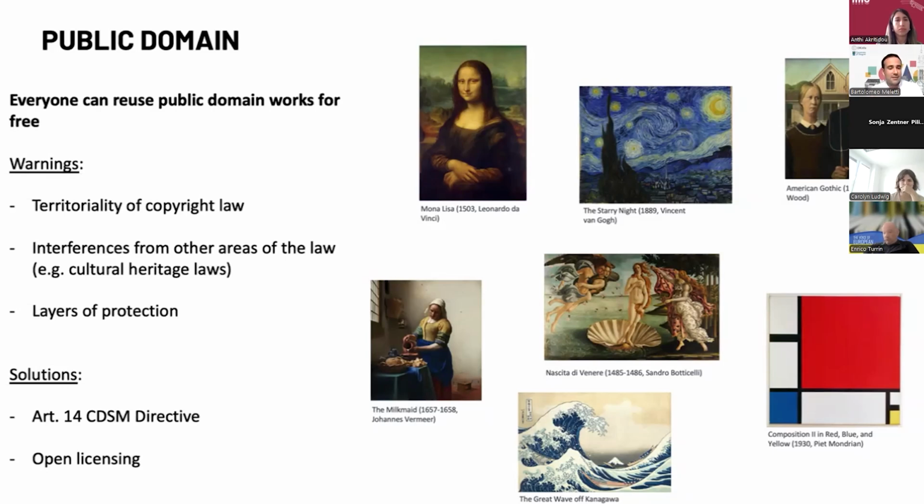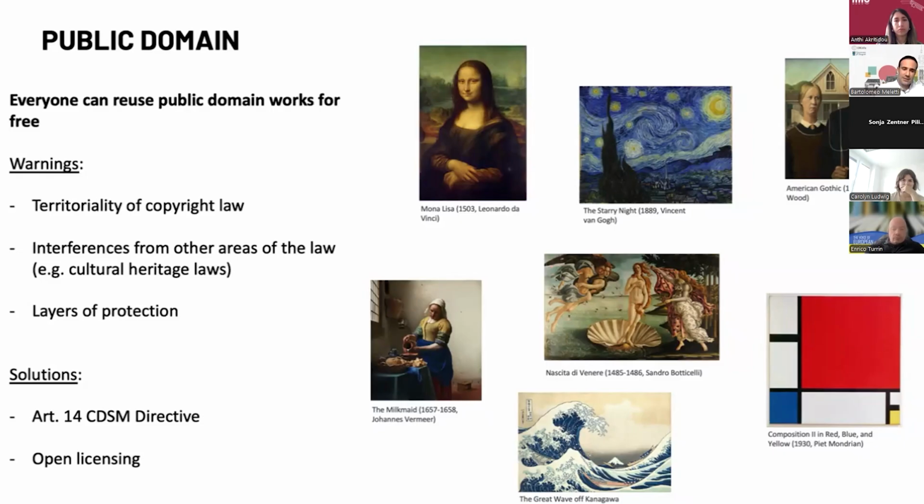And then, as Eleonora hinted, there has been for many years also a discussion around whether photographs like those you're seeing on this slide constitute another layer of protection. So all these paintings are in the public domain under the life plus 70 rule, but what about the photograph itself? Is that a new original work that attracts copyright protection?